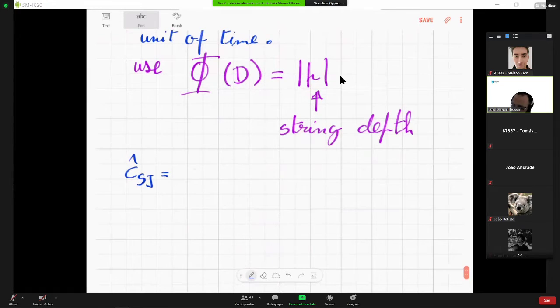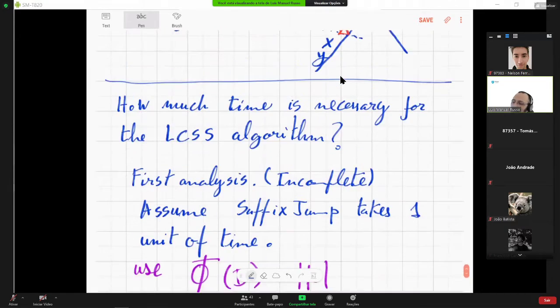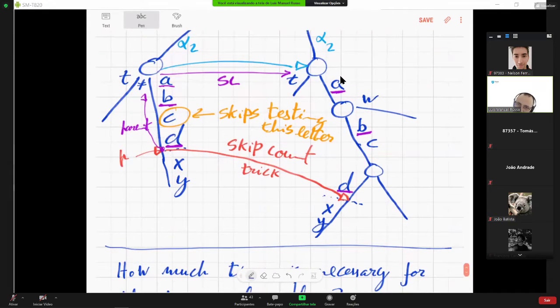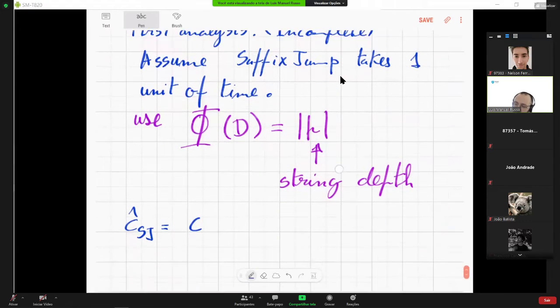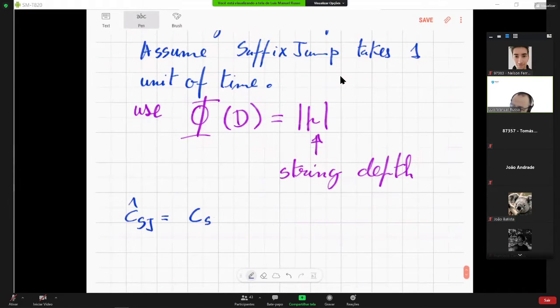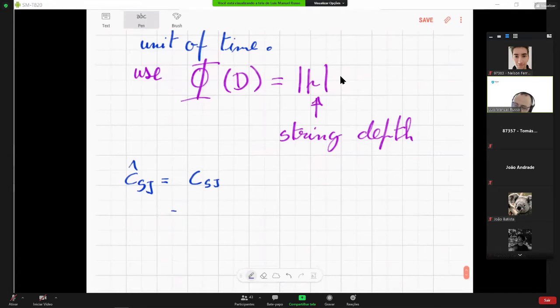It's actually the real cost. We know that the real cost is really complicated, but we're ignoring that because we're still in the first analysis, which is incomplete. So I'm just going to say that this is 1. This is the incomplete analysis, so I'm just going to assume it's 1.